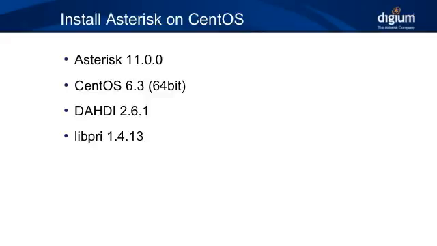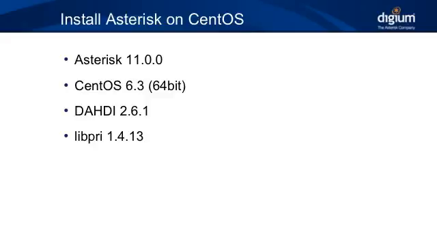The exact version numbers are on the screen. I'll be using the brand new Asterisk 11.0.0 and installing on CentOS 6.3. I'll be using the 64-bit version, but I'll also show the commands for the 32-bit version. Additionally, this tutorial should work with little or no modification if you are running Fedora or Red Hat Enterprise Linux, as they are all using the Yum package manager.